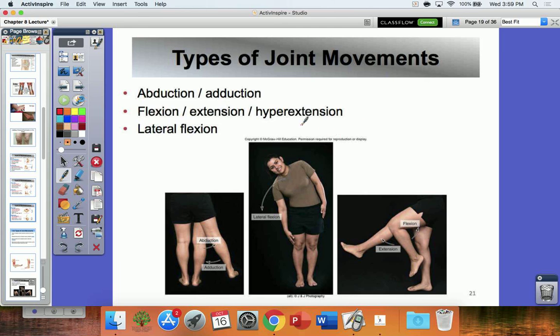You all probably have heard of someone saying they've hyperextended some joint or some muscle when they are trying to work out, or maybe even playing a sport. They could possibly hyperextend. And then we have lateral flexion. Lateral is one of those terms that we talked about towards the beginning of A&P 1. Lateral means side. Flexion, again, we are decreasing the angle. And so we could flex in this direction, but this is, in this case, lateral flexion.